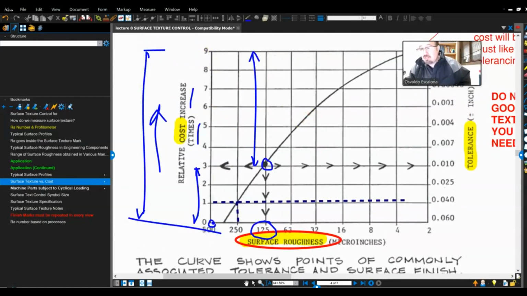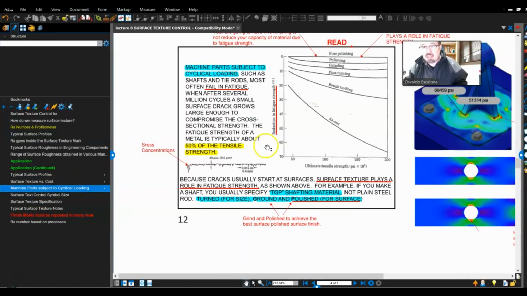So you guys would imagine the more operations that you do, the longer it's going to take you. The more equipment you're going to have to use to achieve the surface texture, which is increasingly going to put a dent in your pocket.